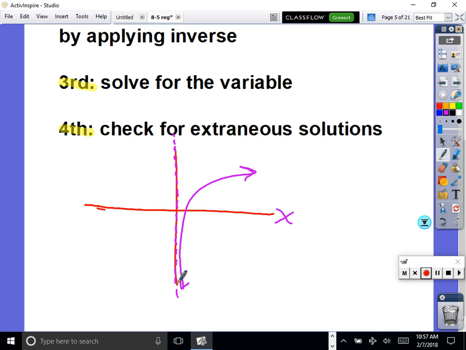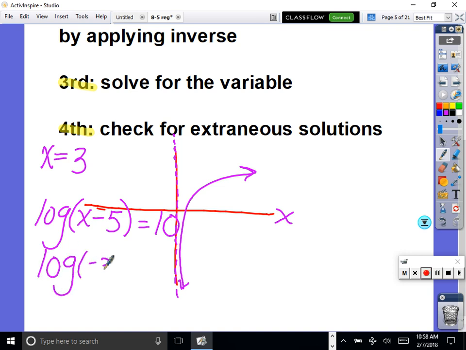Do you see how log never crosses 0? Let's say I got x equals 3 as a solution, and I went and checked it, and I plugged it in, and let's say the original equation was log of x minus 5 equals 10, for example. Do you see how when I plug in 3, log of 3 minus 5 is log of -2? That cannot happen. You cannot have log of a negative. This would be considered an extraneous solution.